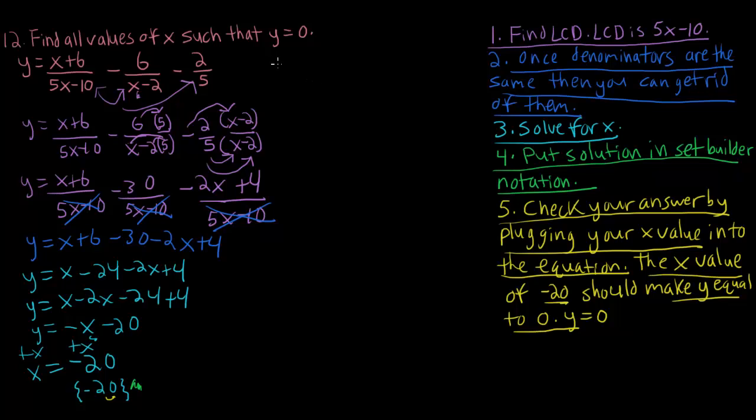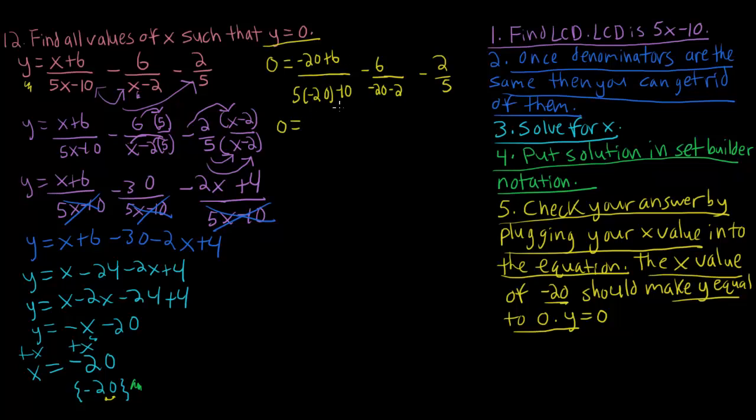So let's plug it in. We have 0, which is what our y is supposed to be, because right here it says such that y equals 0. We have 0 equals, our x value is negative 20, so negative 20 plus 6, 5 times negative 20 minus 10, minus 6 over negative 20 minus 2, minus 2 over 5. So let's simplify.